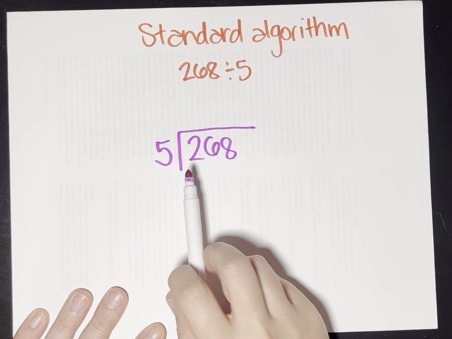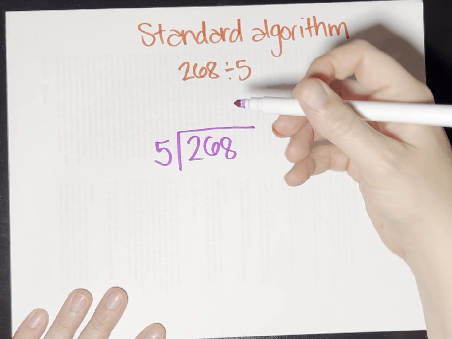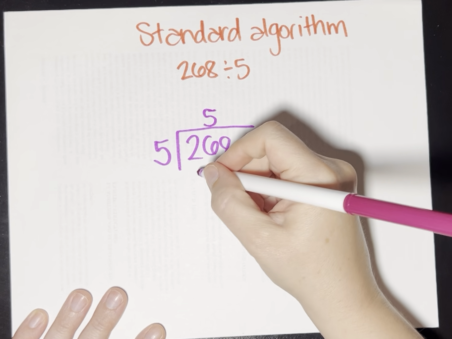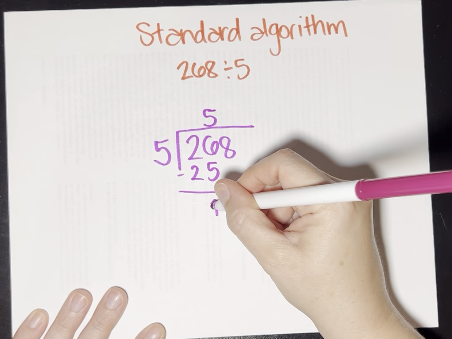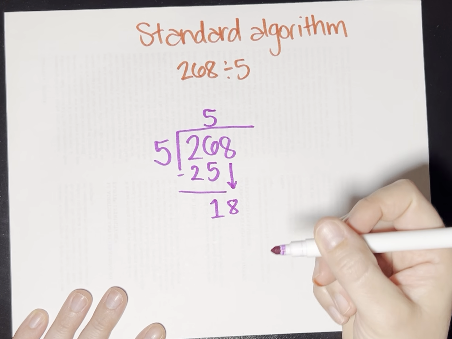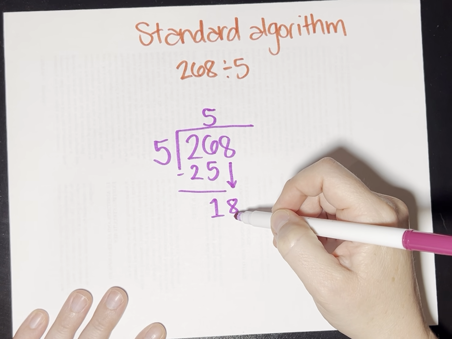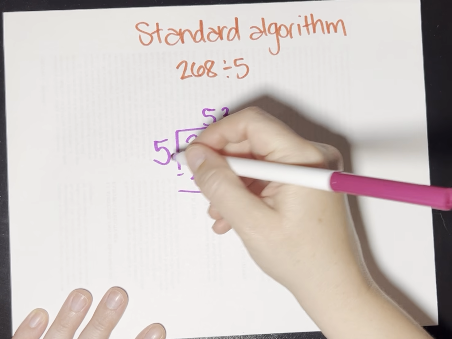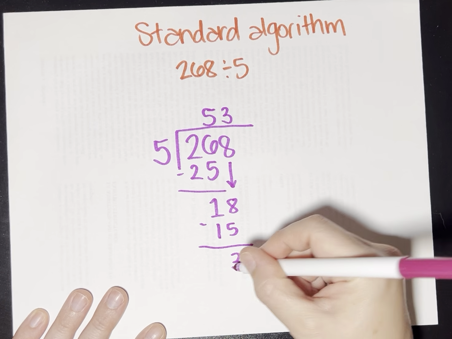So instead of just looking at the 2, I look at this 26. How many times does 5 go into 26? The answer is 5. All right, 5 times 5, 25 under the 26, and I subtract, and I get a 1. And then I bring down the next digit, so that's an 8. This 8 drops down next to this 1, and I ask how many times does 5 go into 18? The answer is 3. So 5 times 3 is 15. I subtract 18 minus 15, I get 3.